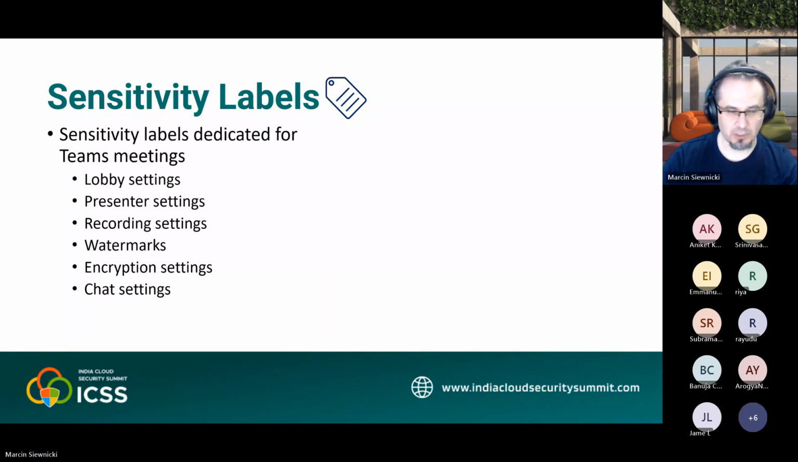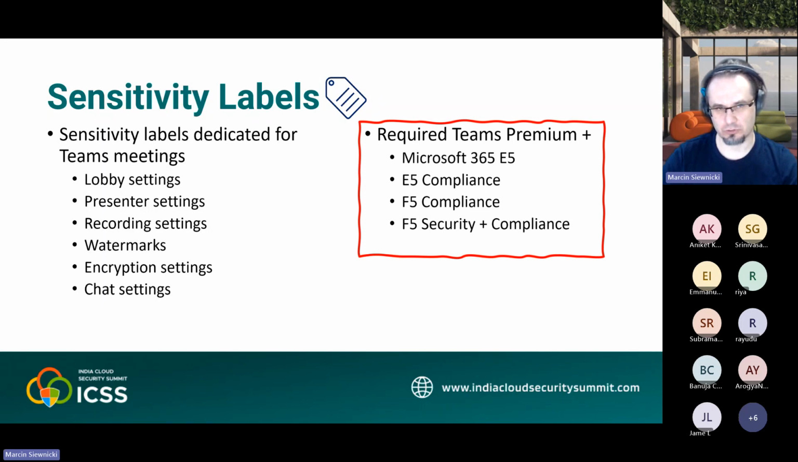But to do that, you need to acquire a Teams Premium license and a license for security, for example, E5 or E5 compliance, F5 compliance, and so on. So this requires a lot more effort to configure and more licenses. This is the most expensive one. But in large organizations, if you use sensitivity labels, it's a no-brainer. You can quickly enable it and just add an additional security layer to your meetings.